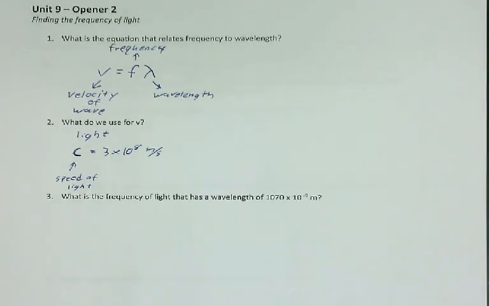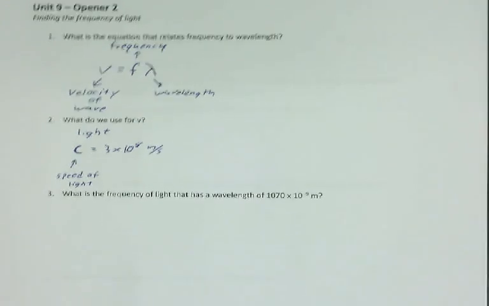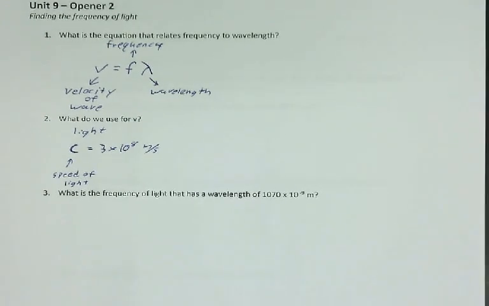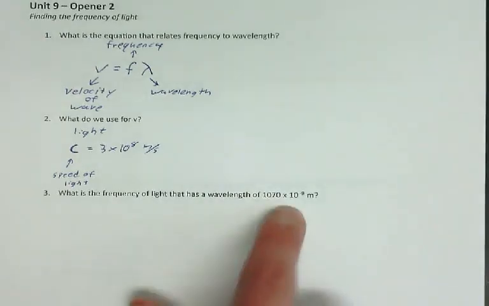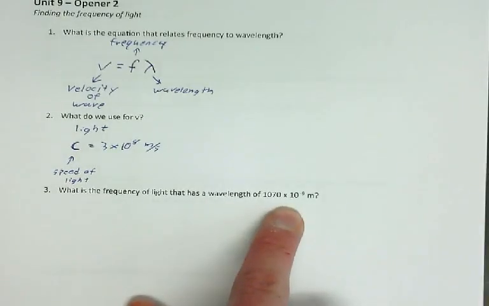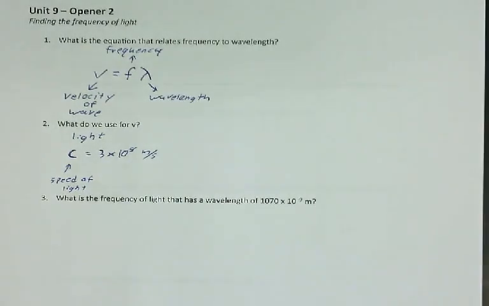So here's kind of a standard question that I would ask you. What is the frequency of light that has a wavelength of 1,070 times 10 to the negative 9th meters? So wavelengths are going to be very, very small for light. They're going to be very tiny. So times 10 to the negative 9th is not a surprising value. Okay? So what's the frequency of that wave of light?